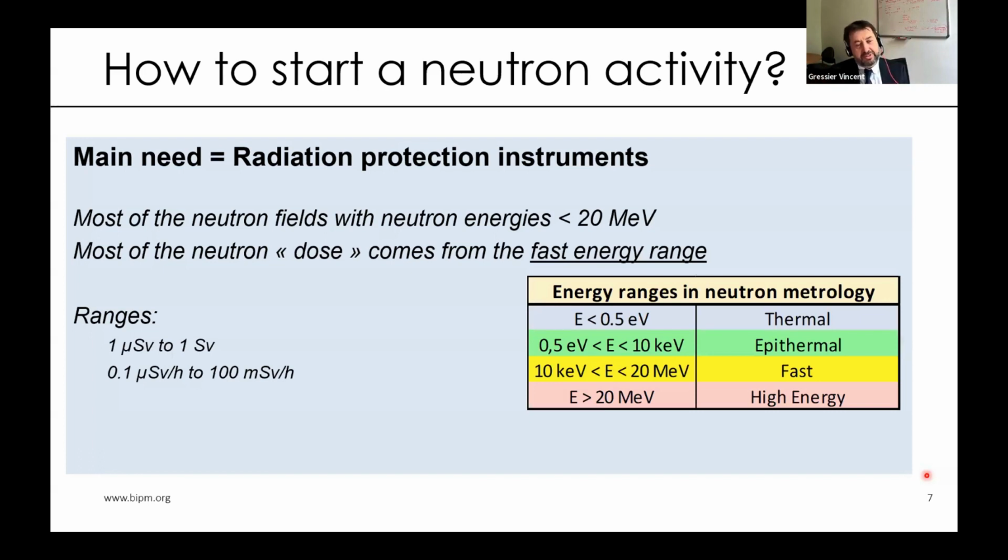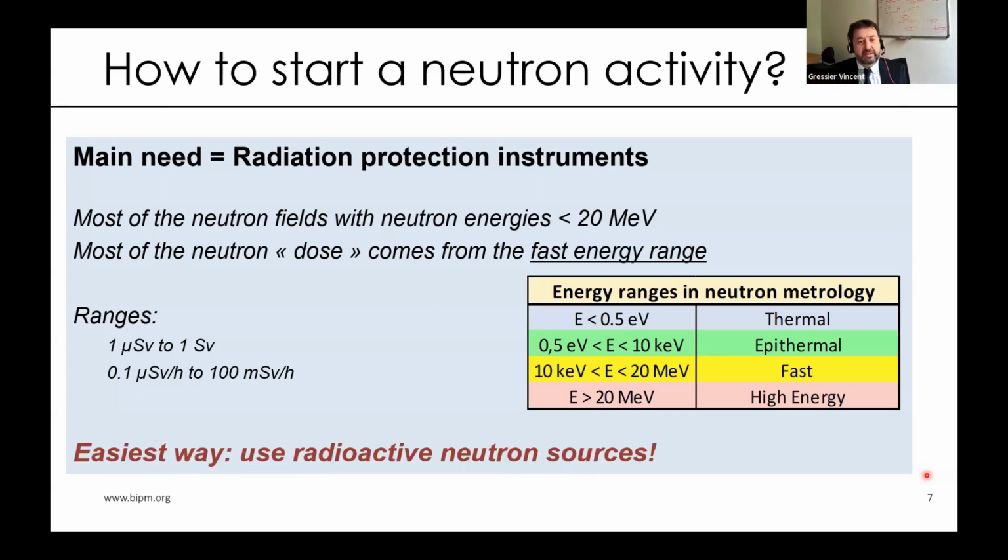The ranges are between 1 microsievert and 1 sievert integrated, and the rates are between 0.1 microsievert per hour and 100 millisievert per hour. So this is the kind of factors you should have in mind when you try to start a neutron activity. And the easiest way to match this first requirement is to use a radioactive neutron source.